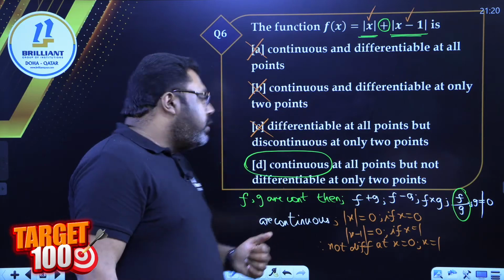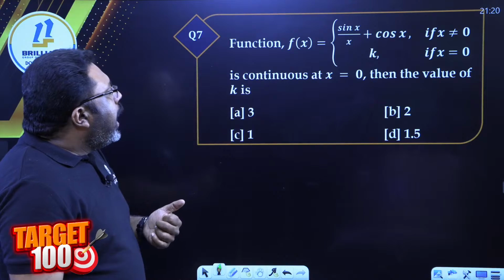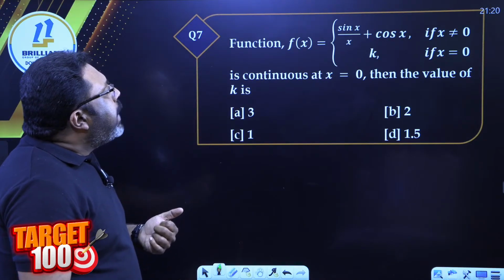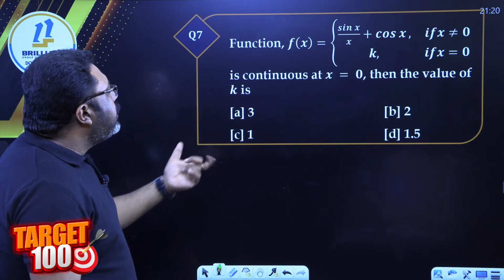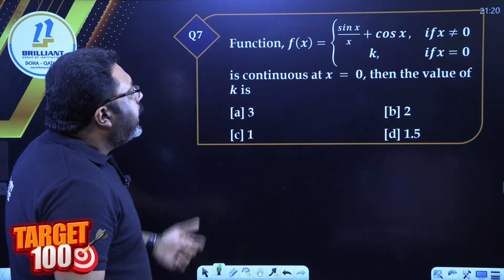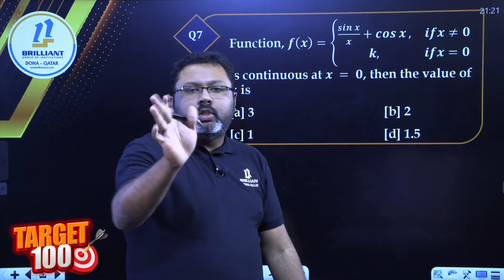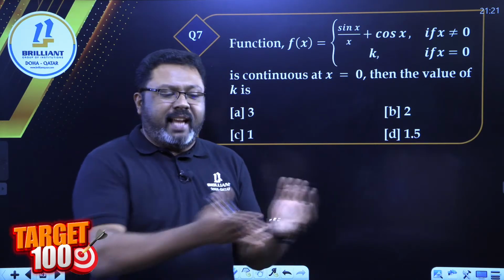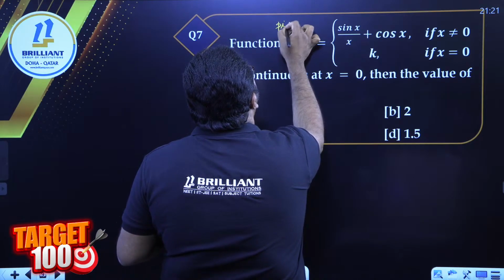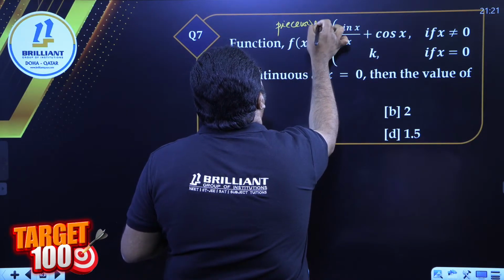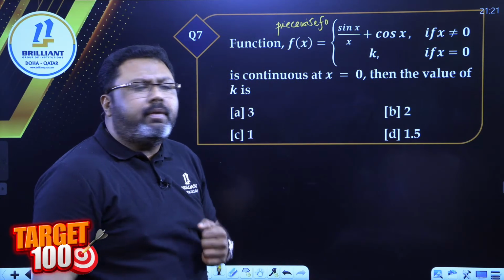Okay, moving on, students. Question number 7. This given function f of x is equal to sin x by x plus cos x if x not equal to 0, and k if x equal to 0, is continuous. Then what is the value of k? It's not a 2-mark or a 3-mark question to show them what is LHL, what is RHL. This is normally called a piecewise function. A function which has 2 or more parts is called a piecewise function.